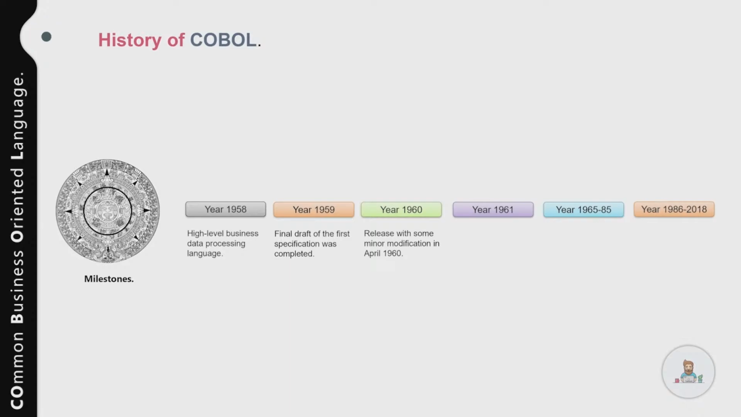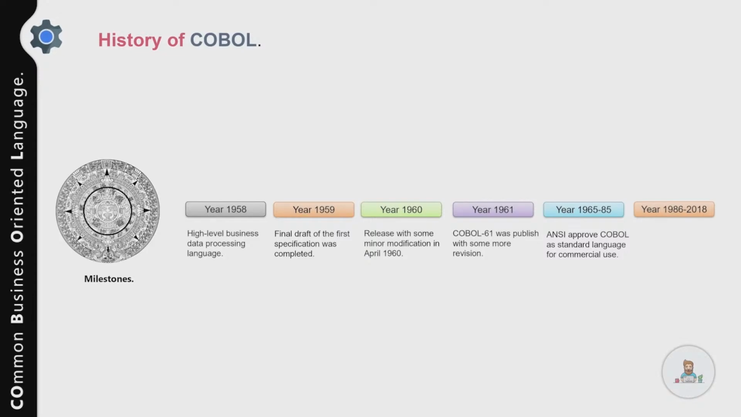In May 1961, COBOL 61 was published with some minor revisions. It is this version which provides the foundation for later versions. In 1965, a revised version of COBOL was released with a number of additional features. However, it was only in 1968 that COBOL was approved by ANSI, that is American National Standards Institute, as a standard language for commercial use. And this version of COBOL is known as COBOL 68.